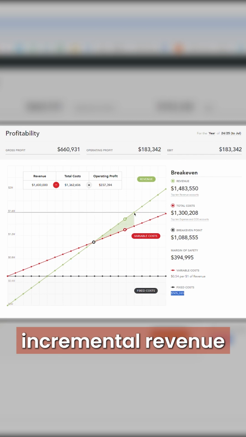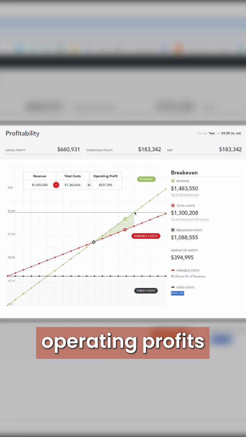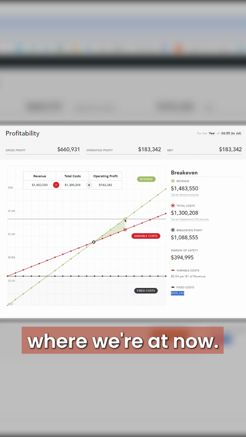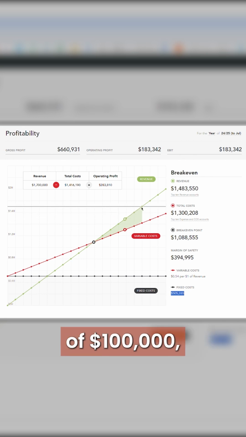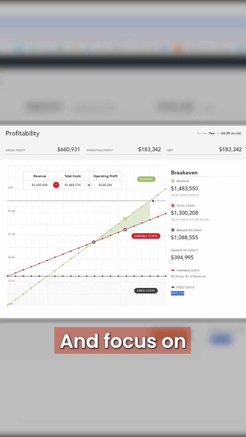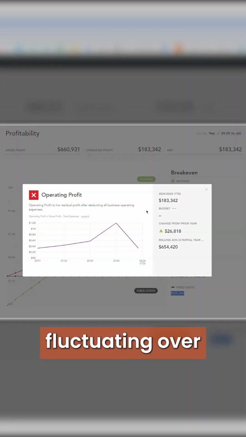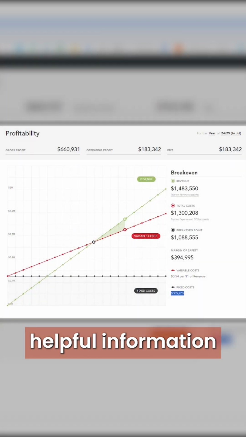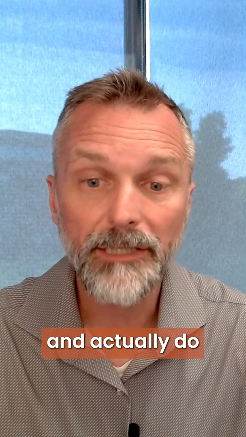So looking at incremental revenue between 1.6 and 1.7, the difference between those two operating profits is, trust me, roughly 46,000. And so I can see both where we're at now, and then ask that question: if we have an incremental increase in revenue of 100,000, how much is going to come to the bottom line? And focus on literally using this information. I want a quick recap of where those top costs are, how my profit has been fluctuating over time. There's a lot of helpful information we have, but the key here is how can I work with this regularly and actually do something about it?